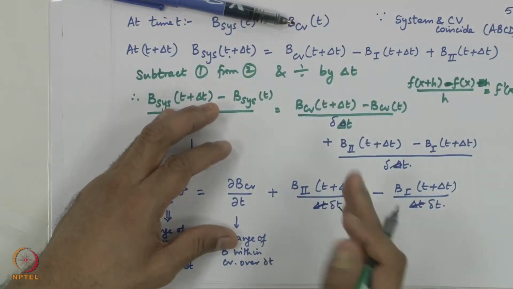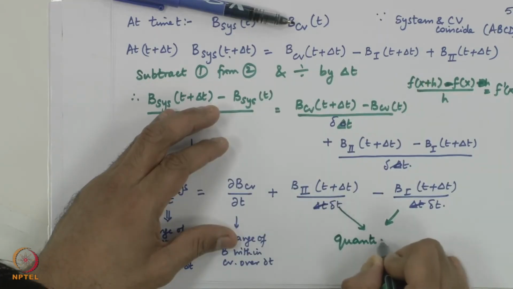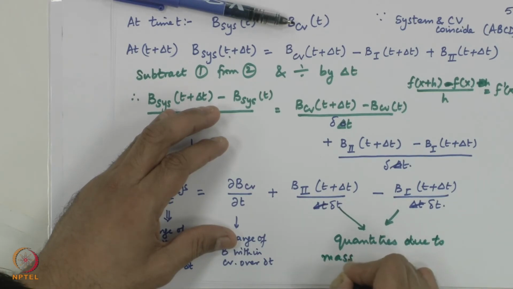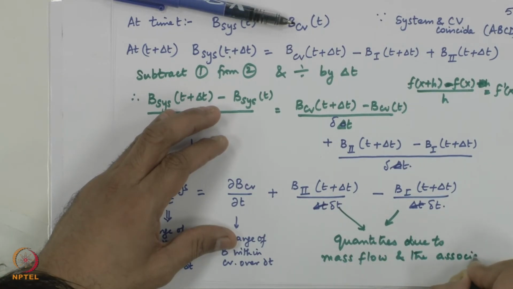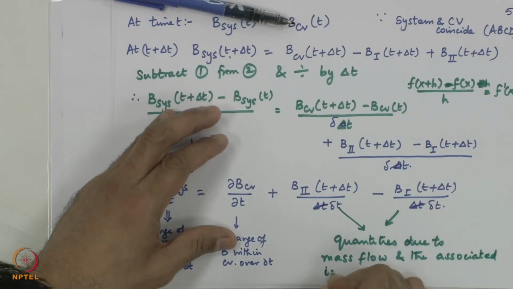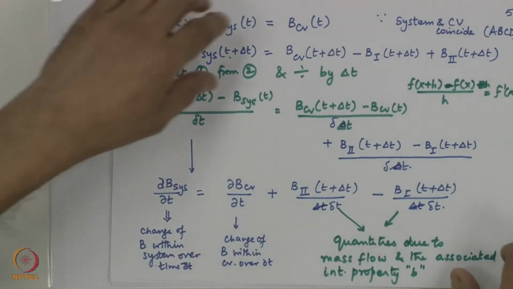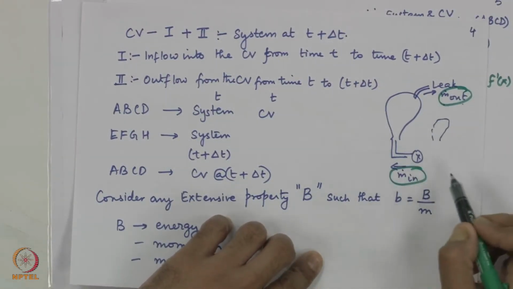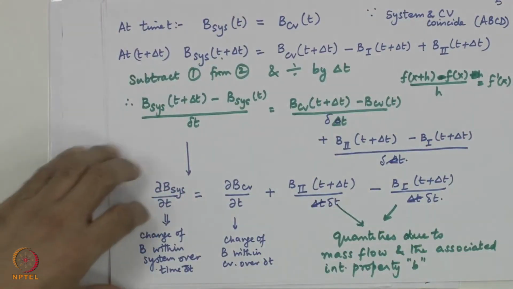So B2 is what is coming out. We will write this mathematically: quantities due to mass flow and the associated intensive property b. So the mass flow rates, as I said in the balloon, could be different. When m dot in and m dot out were different, the balloon would shrink in size, the energy content, everything would change. So B is what now we have to look at.